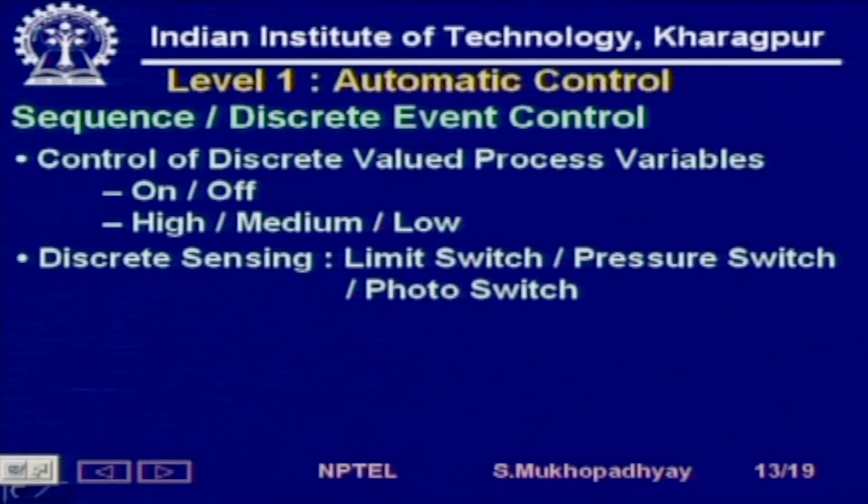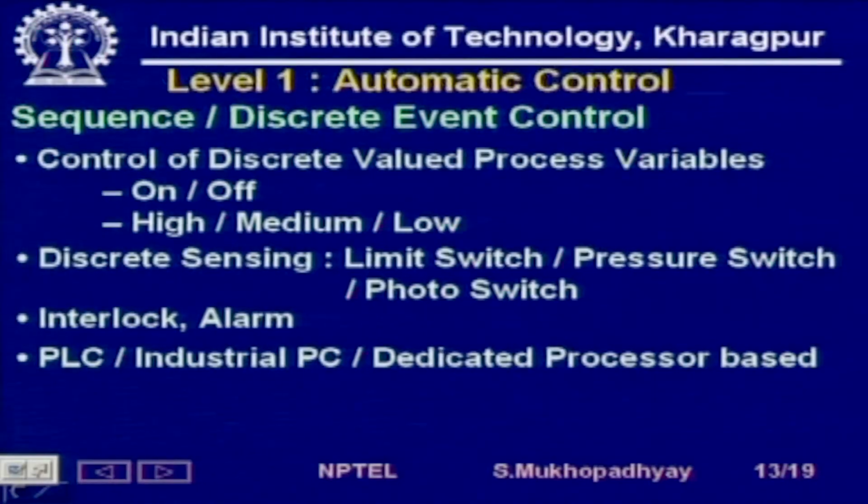Obviously they use sensors which are also discrete, like limit switches that just sense whether something is in this position or that position. A pressure switch senses whether the pressure is high or low. A photo switch senses whether a part is placed on the conveyor belt or not. So, you use this kind of sensors. You have a lot of interlocks and alarms, so you do interlock and alarm processing in this.